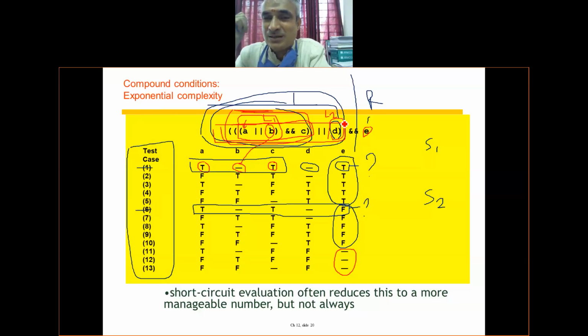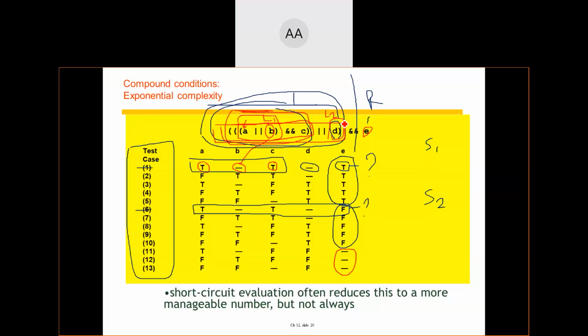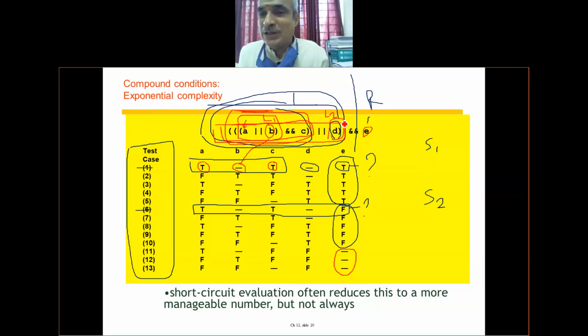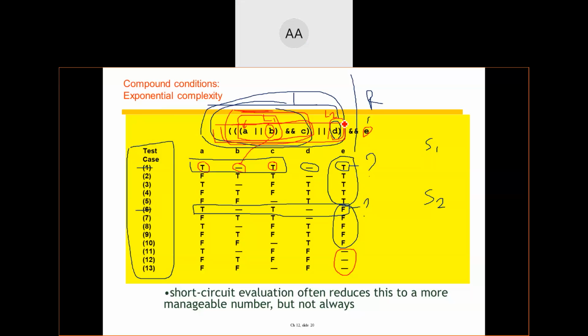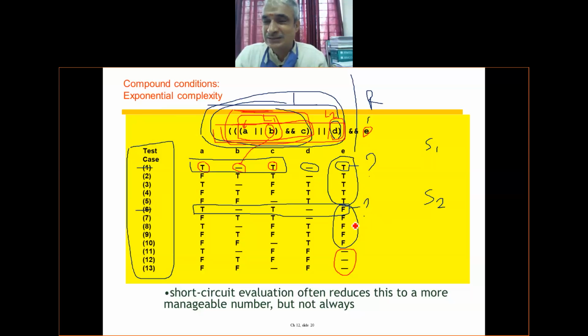Arpita, Ashish, can you visualize? Yes, sir. Right. Now look at L1 and L2. L1 or L2, when can it be false? When both are false. Do you agree? True, sir. Right. That means L2 is false. You can see, that means D is false.